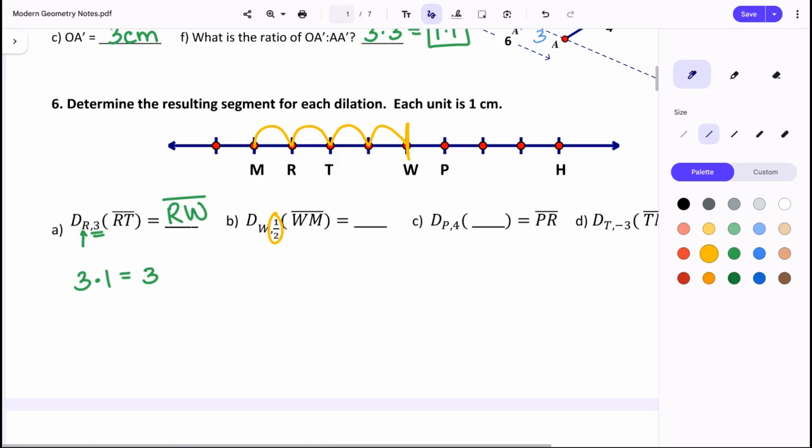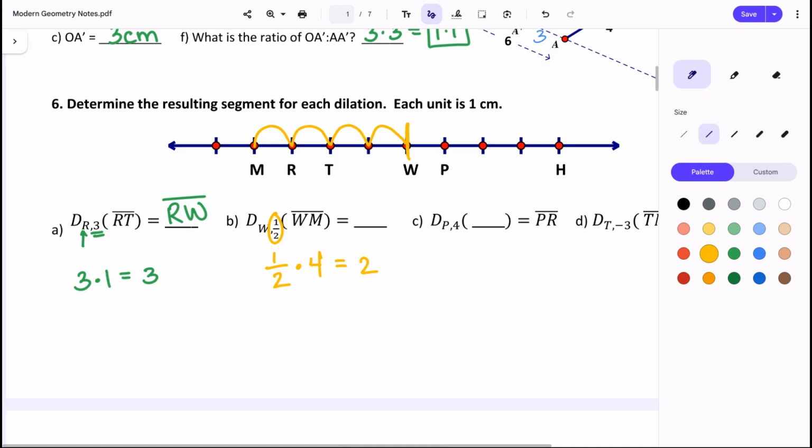So what's 4 times 1/2? 2. We kind of talked about that earlier today. So you still start at W, but this time you only go over 2. And where would you be?